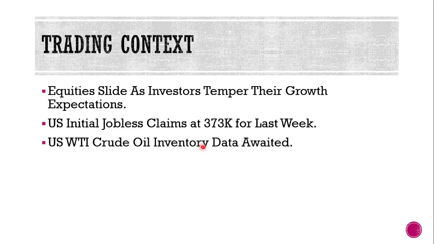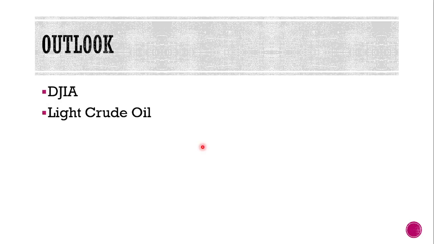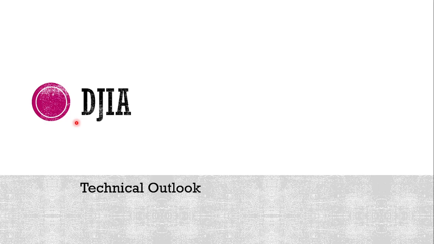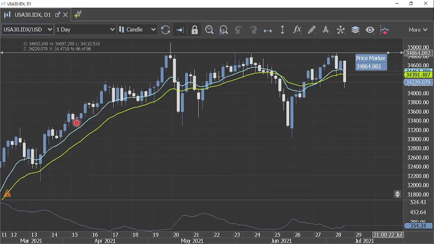So now let us begin the technical segment, where we will cover the Dow Jones Industrial Average first, and after that we will also see what the formations are suggesting for light crude oil. Let's start with the Dow Jones Industrial Average technical outlook. This is the daily time frame chart, and in the initial remarks, when I said that the head and shoulder formation is taking shape, this is what I refer to.